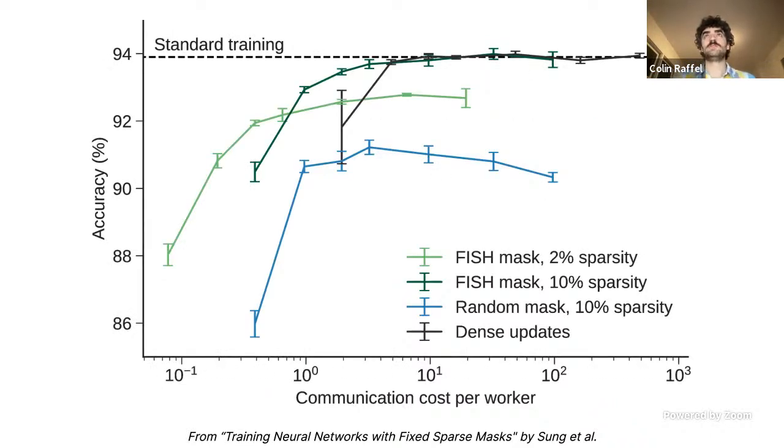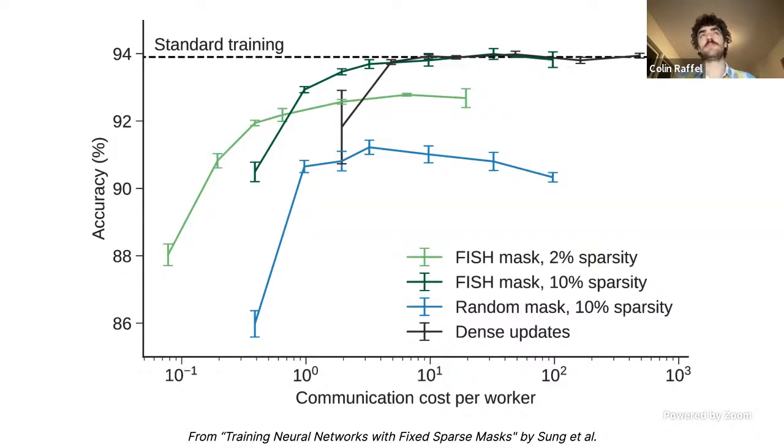We can also measure the communication benefits of using FishMask in a distributed training setting. So in distributed training, the goal is to have multiple workers who are training a shared model. And when you have workers who are training independently, they occasionally need to communicate their updates to each other. And this communication step can ultimately become pretty costly. So a major goal in distributed training is reducing the cost of this communication.